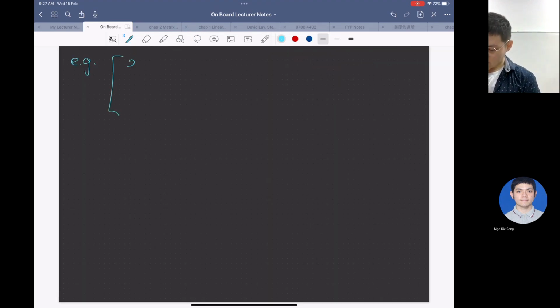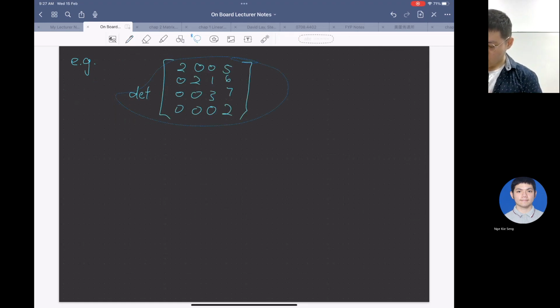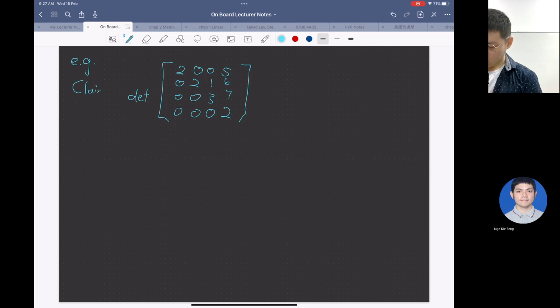For example, you have a diagonal matrix here. The claim is that the determinant of this matrix here is just the product of the diagonal: 2 times 2 times 2 times 3. Okay, so why is this true from the theorem? Maybe it's not obvious. So let's see what we do.